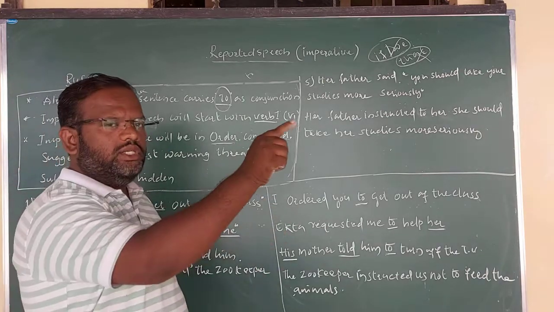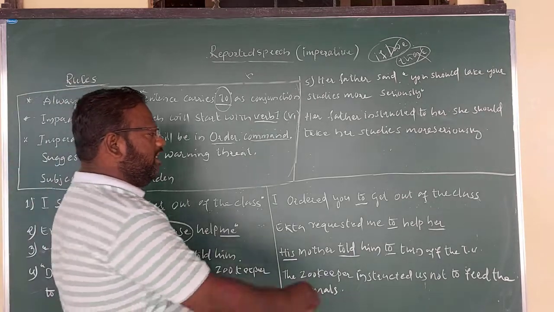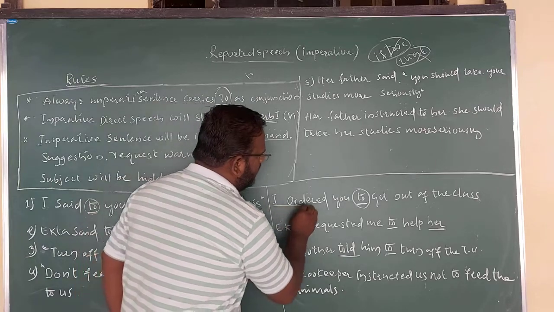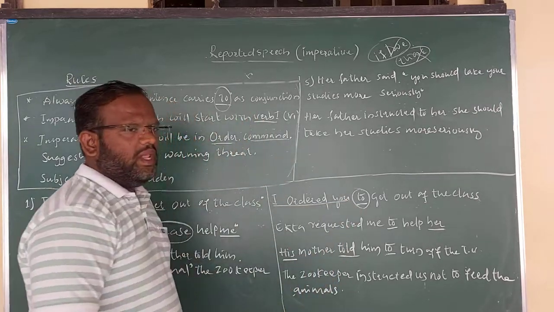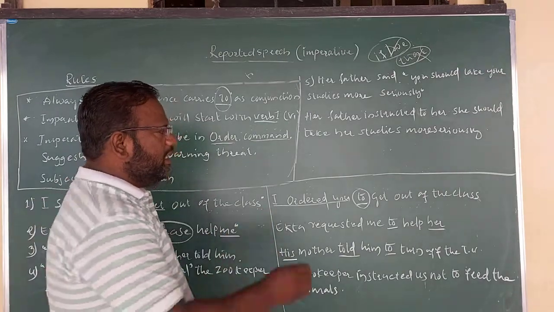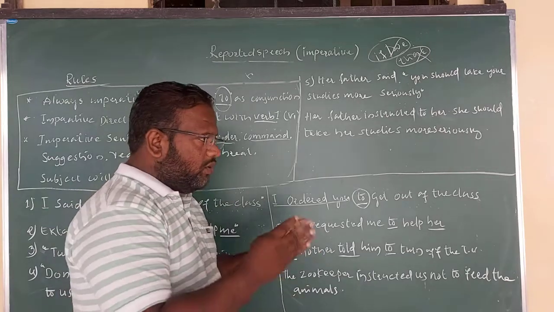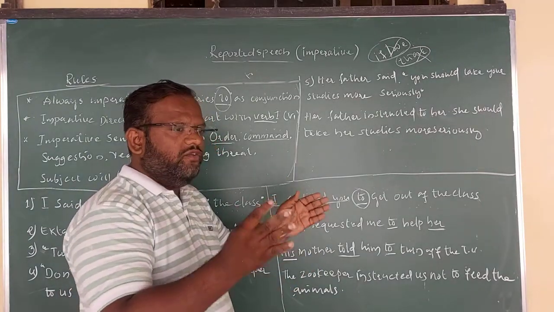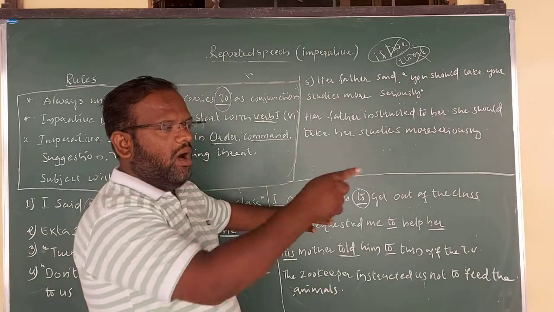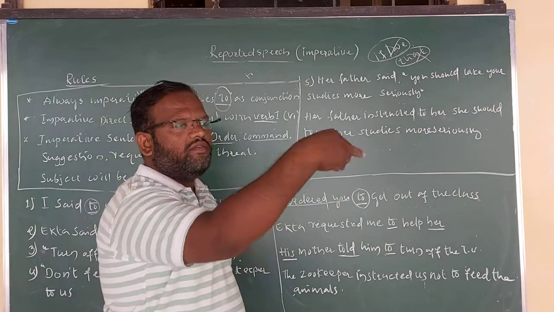I ordered you to get out of the class. See, we have used "to" as a conjunction. Then "I ordered you" is one sentence, right? Then "get out of the class" is another sentence. So overall we can find two different sentences. One sentence is saying, I order you. Second sentence is saying, get out of the class.